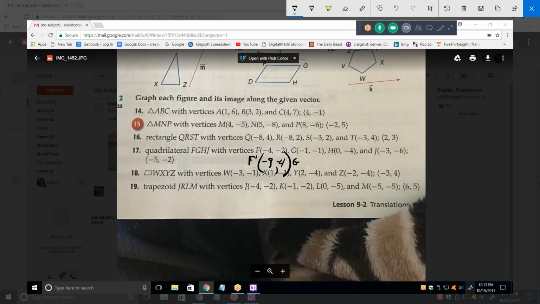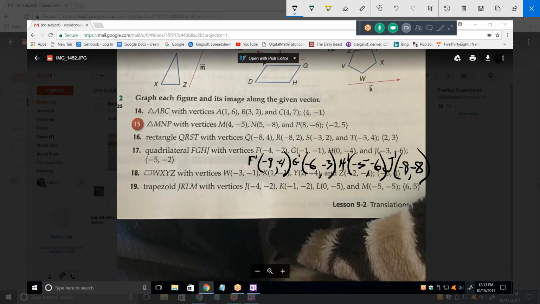G prime, -6, -3. H prime would be -5, -6, and J prime would be -8, -8.